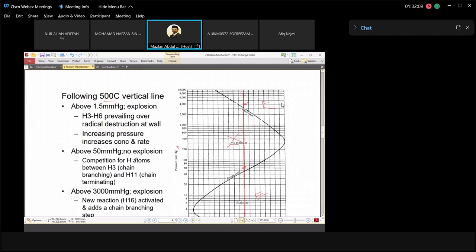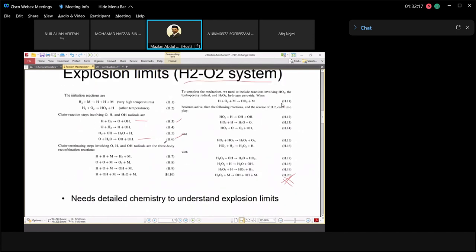There is competition for the hydrogen atom between H3, chain branching, and H11, chain terminating. H3 is branching, H11 is terminating. Terminating means from two radicals, or one radical, you produce one more radical.